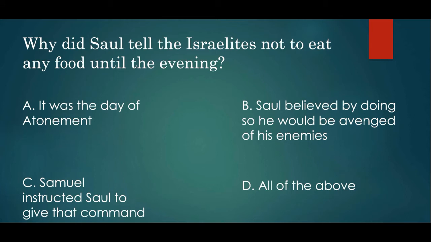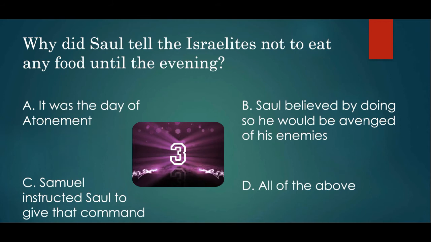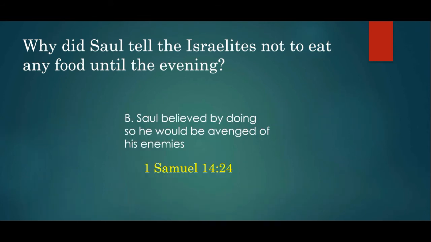Why did Saul tell the Israelites not to eat any food until the evening? A. It was the Day of Atonement. B. Saul believed by doing so he would be avenged of his enemies. C. Samuel instructed Saul to give that command. D. All of the above. The correct answer is B. Saul believed by doing so he would be avenged of his enemies.